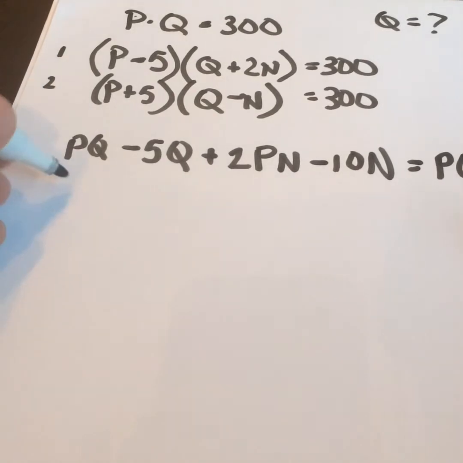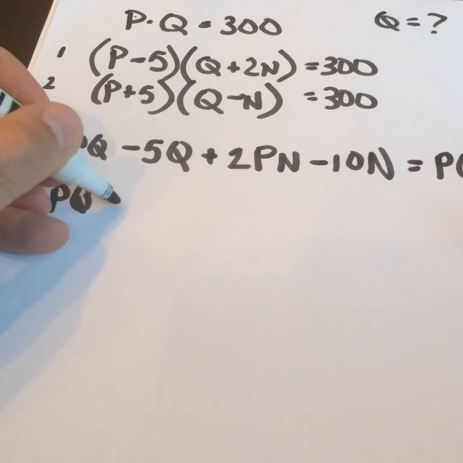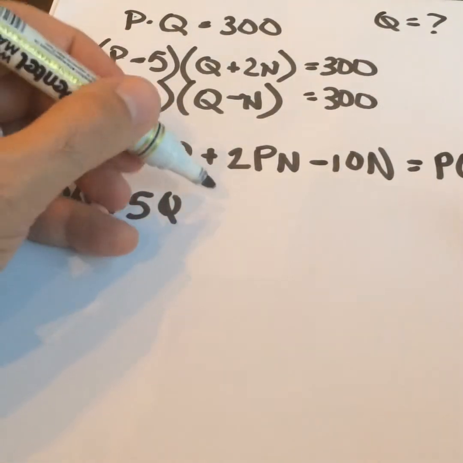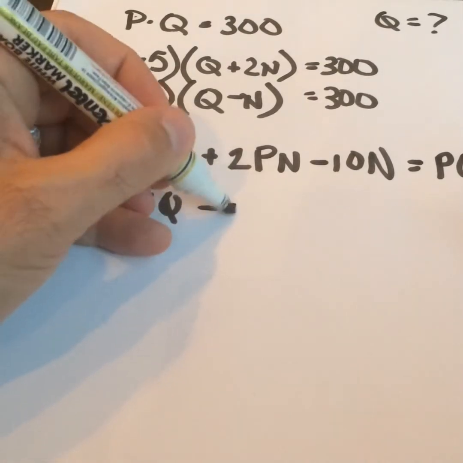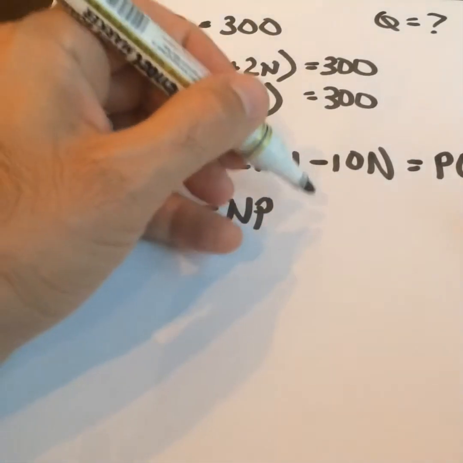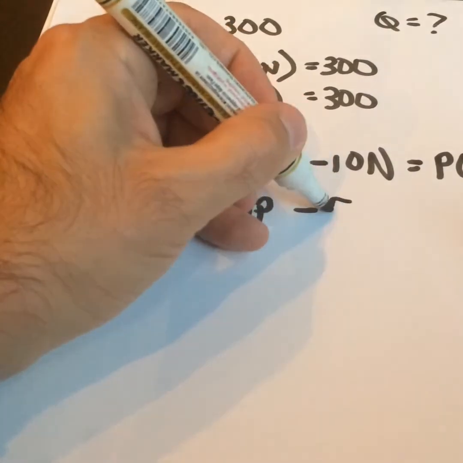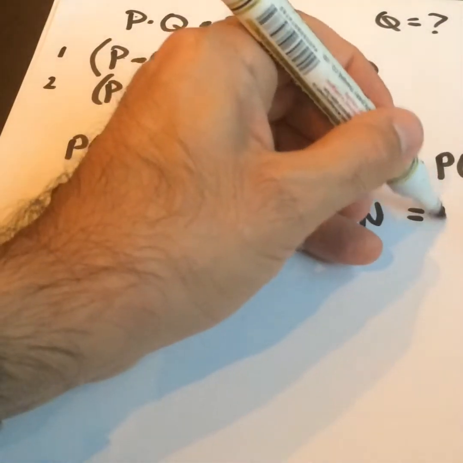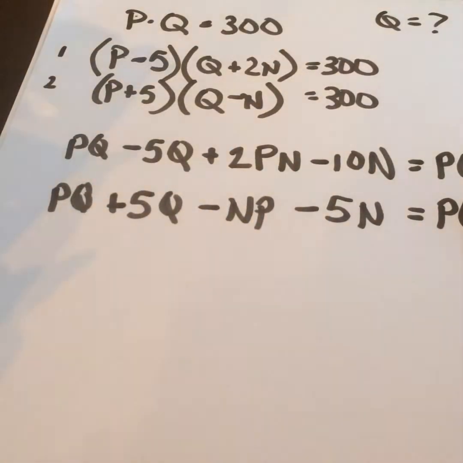Now I'm going to take my second equation and do the same thing. PQ plus 5Q minus NP minus 5N equals again PQ, right? Super.